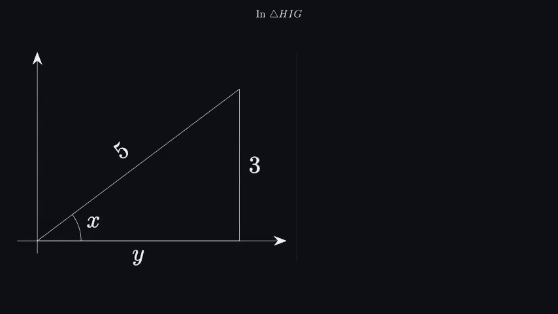Since this is a right-angled triangle, we use Pythagoras theorem. The hypotenuse is 5, and the two shorter sides are y and 3. Now square the known numbers. 5 squared equals 25, and 3 squared equals 9. To make y squared the subject, subtract 9 from both sides. So, y squared equals 16, and therefore, y equals 4.